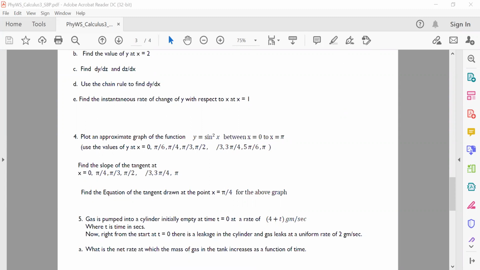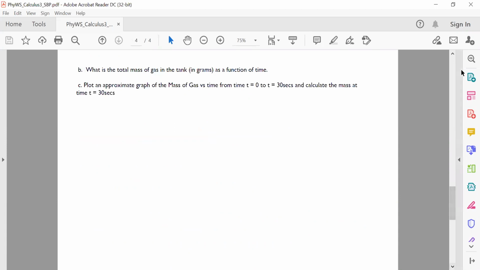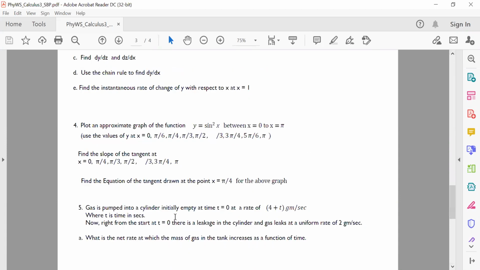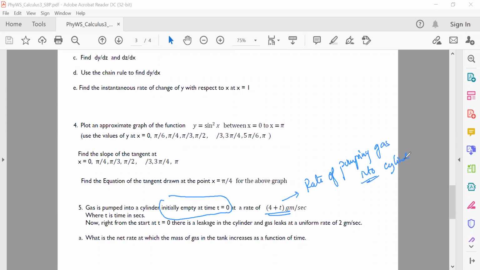Let's understand the question, then we'll solve it fully. So once again, the information given to us is that we have a cylinder which is initially empty. Now gas is pumped into the cylinder at this rate. So this is the rate of pumping gas into the cylinder. But at the same time, there is also leakage. This is the rate of leakage.